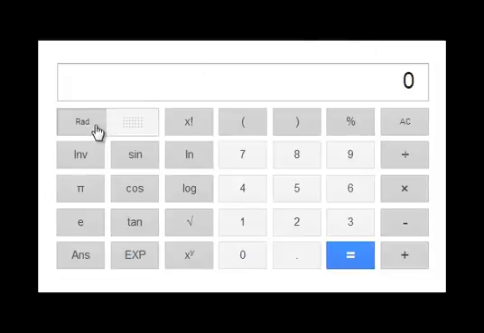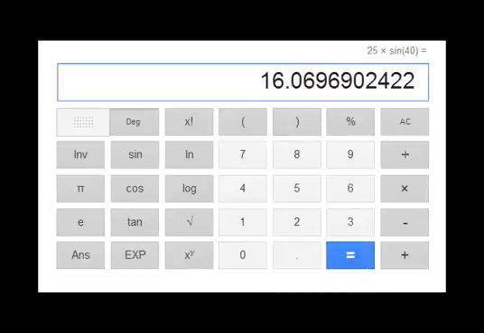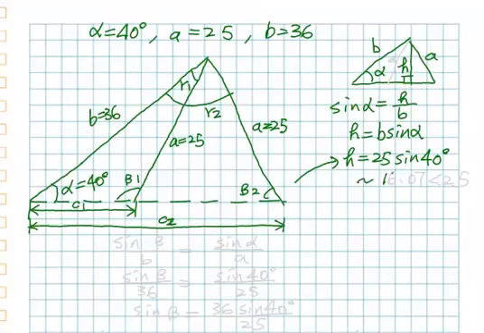Set the calculator in degree mode. 25 times sine 40, close the parentheses, equals. It is approximately 16.07, which is less than 25. That means we have another A here in the figure. That explains why we have two triangles.